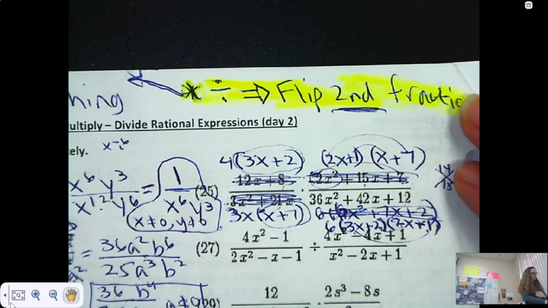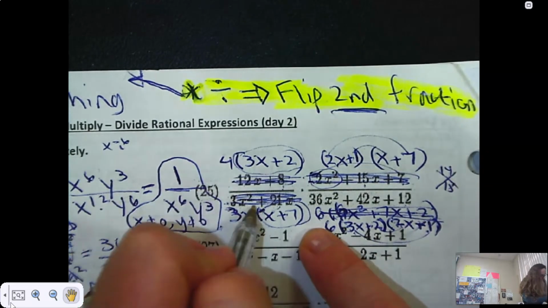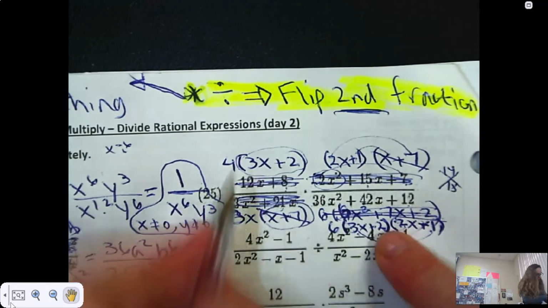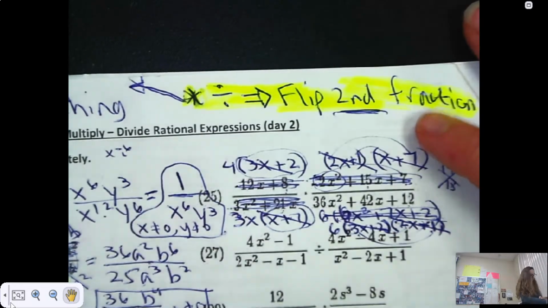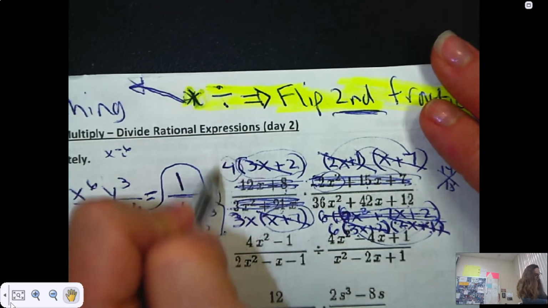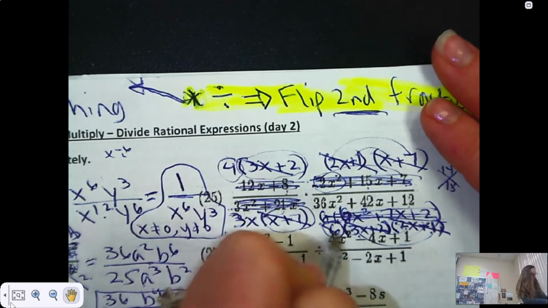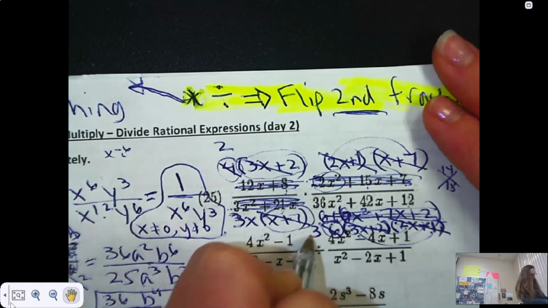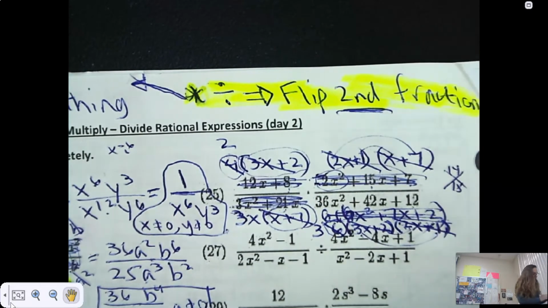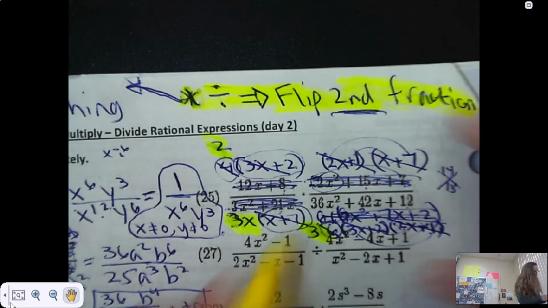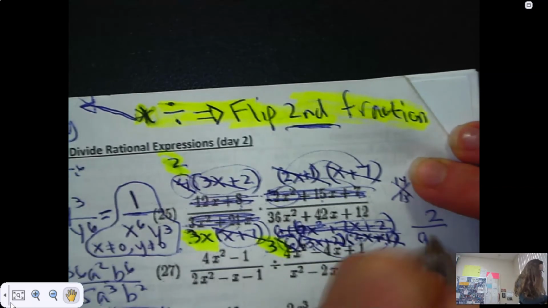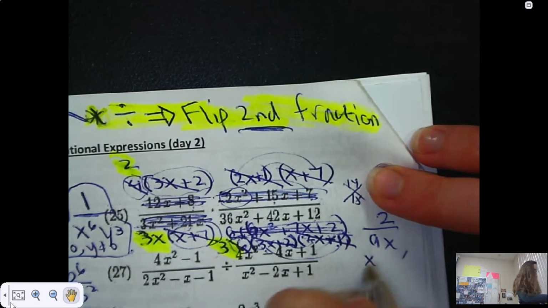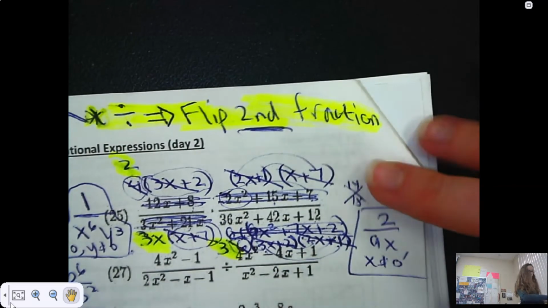So I factored. Now I'm going to cross things off. So x plus 7, gone. 3x plus 2, 3x plus 2, gone. 2x plus 1, 2x plus 1, gone. 4 and 6, I can divide by 2. This is when people make the biggest mistakes. And now I'm going to go through and highlight what's left. So I have the 2 left. I think we're good. I have the 3x and the 3 left. I don't think there's anything else that's left. So then my answer is 2 on top, 9x on the bottom, where x cannot equal 0.